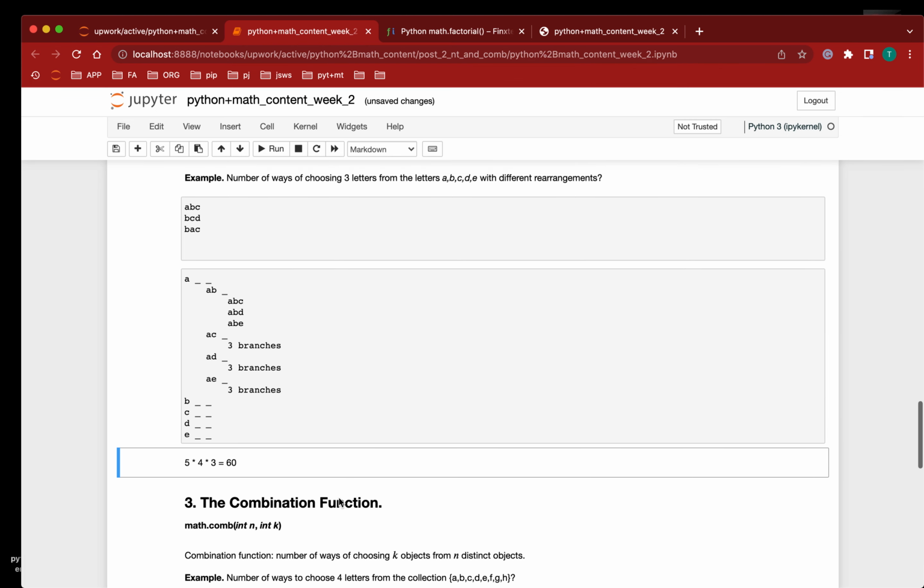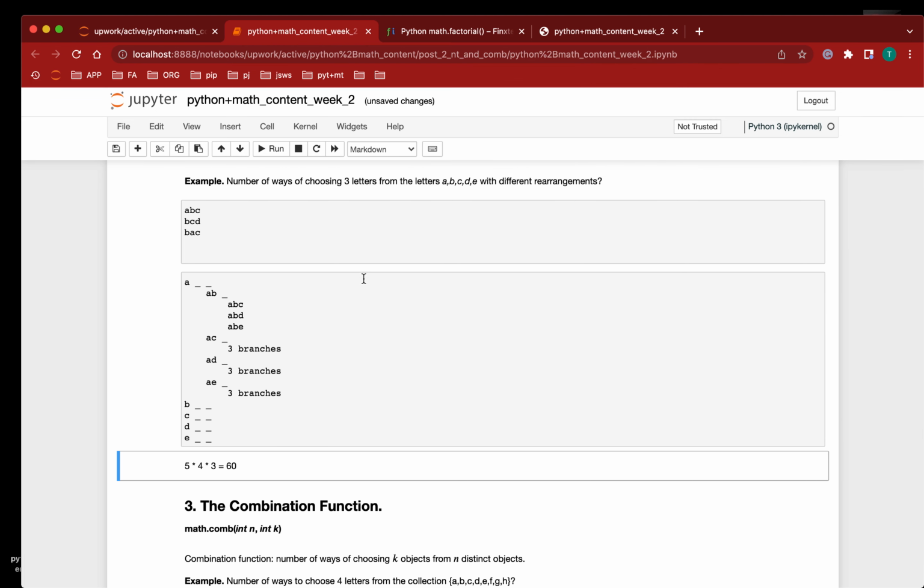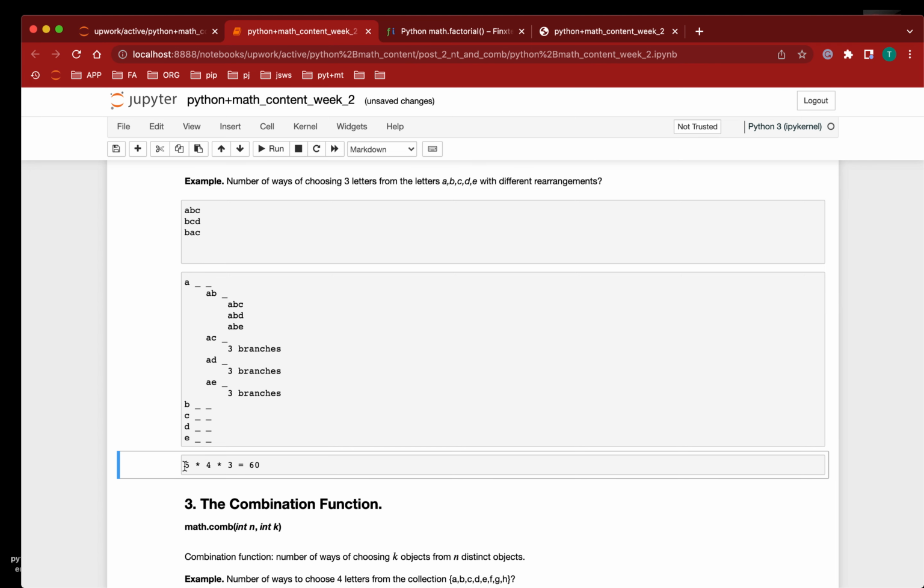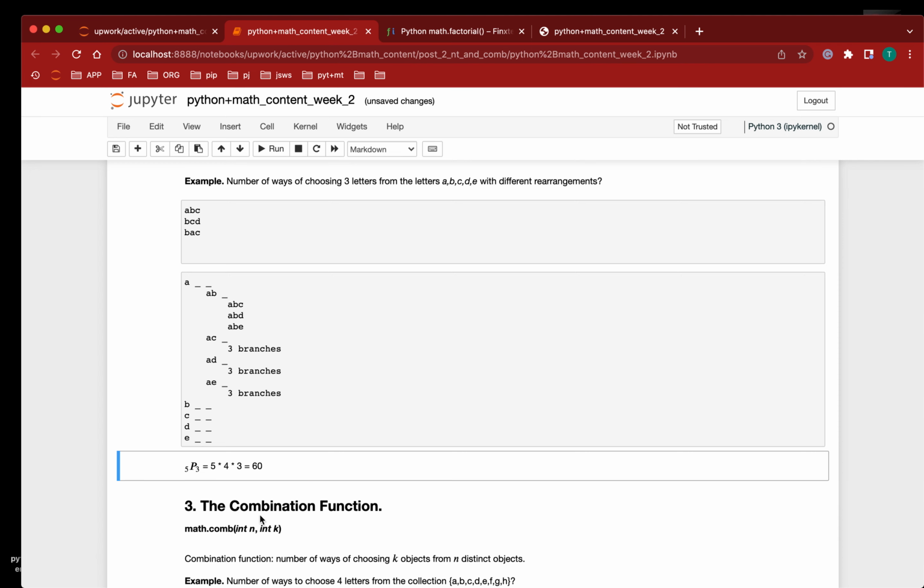So this is the permutation of 3 letters chosen from 5 letters. And there's a mathematical shorthand for this. In textbooks, it's often written as 5P3. So the 5 is the number of letters, and 3 is the number of letters you're going to choose from the 5 letters. So this is read 5 permutation 3.